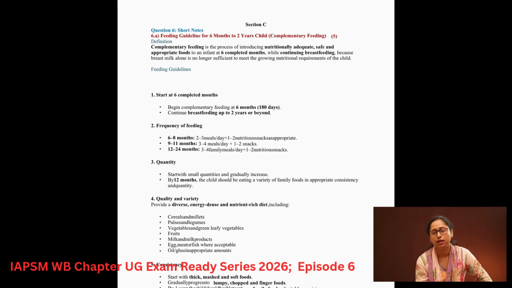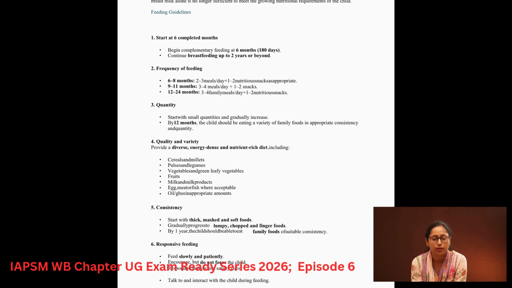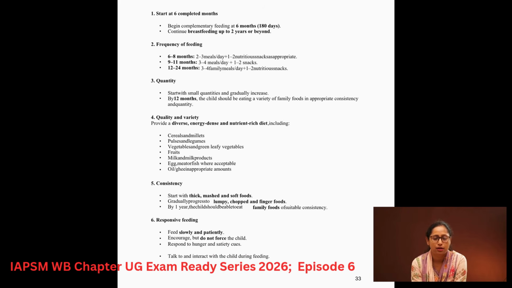The consistency, we should start with thick, mashed and soft food, then gradually progress to lumpy, chopped and finger foods, and after some time the child should be able to eat the family foods in suitable consistency. Now, coming up about the responsive feeding. What is responsive feeding? Feed slowly and patiently, encourage but do not force the child to eat. Respond to hunger and satiety cues, you have to identify those. Talk to and interact with the child during feeding, he should enjoy feed.